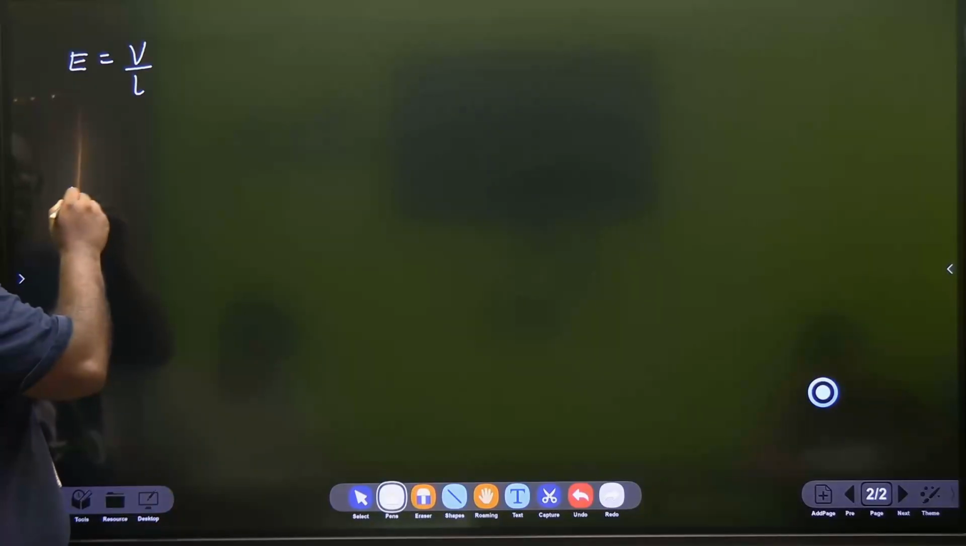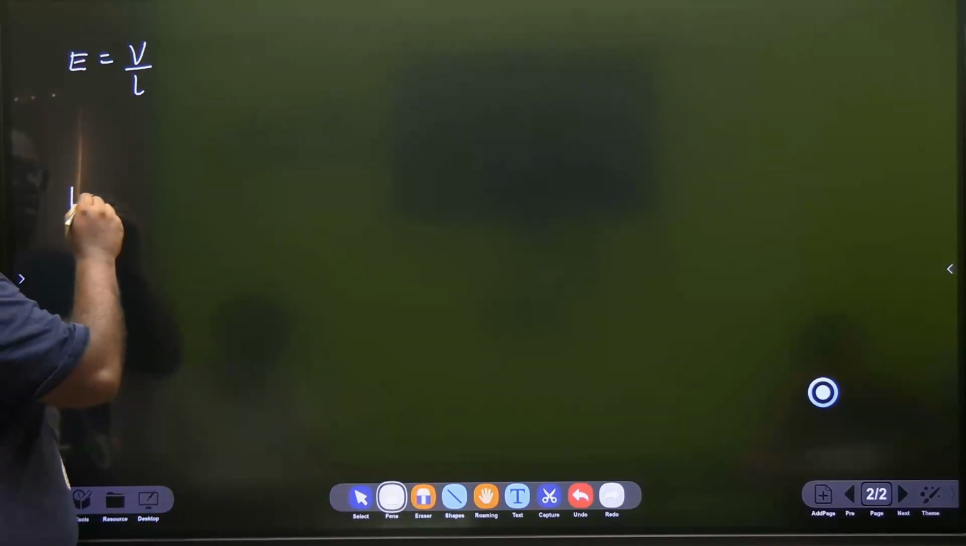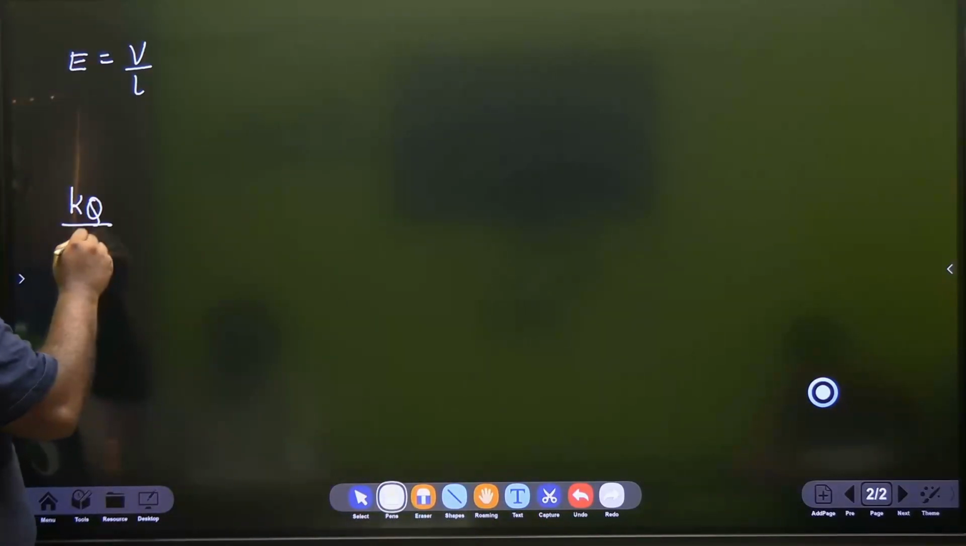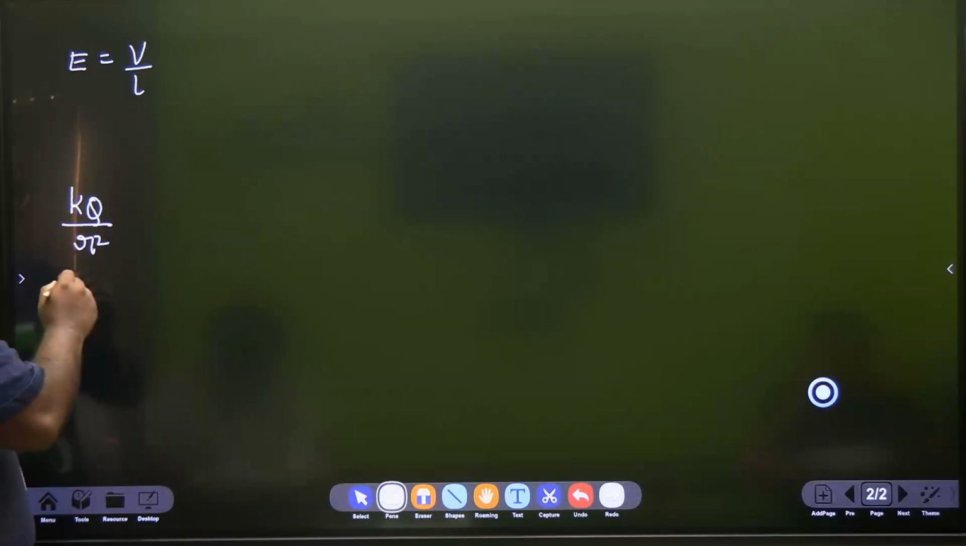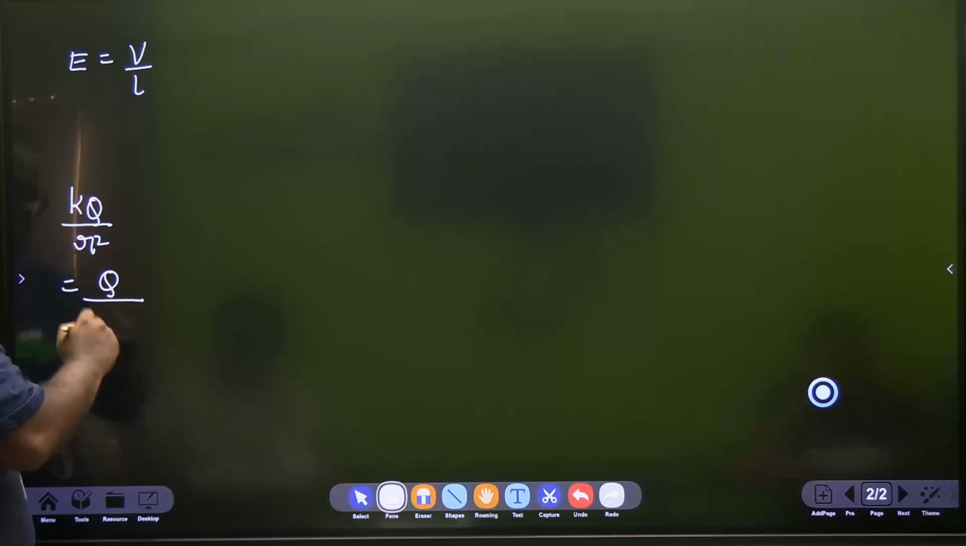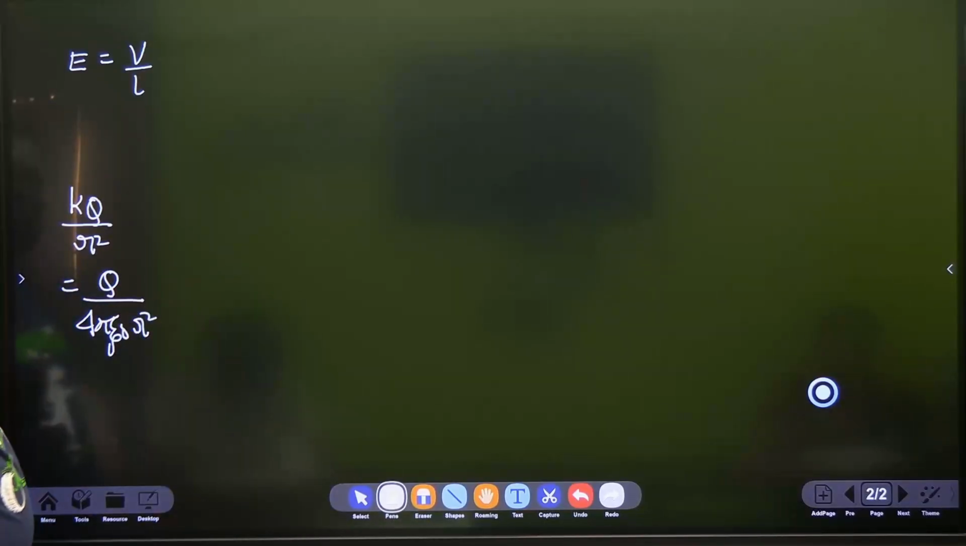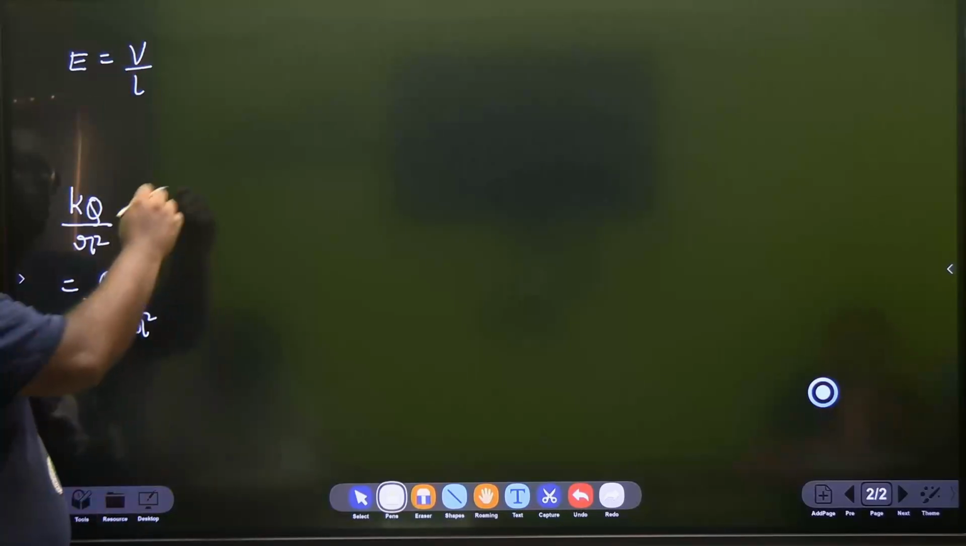What is the definition of electric field, beta? KQ divided by R square, meaning the field due to a source charge. Is this the definition of electric field? Yes. No, sir, write it more this way, then only I become clear. Okay. This is the definition of electric field. What is this? Potential. What is potential?